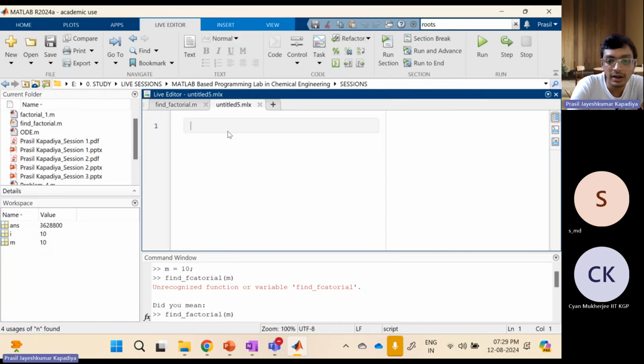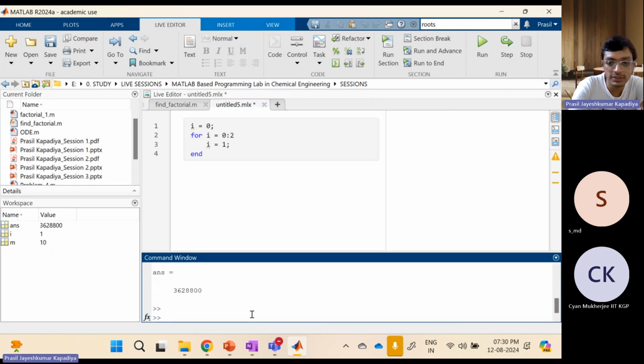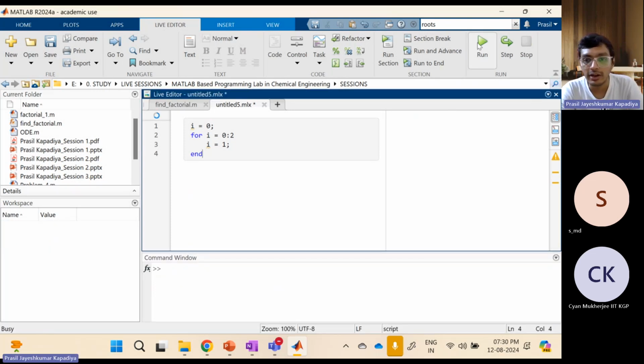Let's say I have written I is equal to 0, for I is equal to 0 colon 2, I is equal to 1, and end. Okay, and I am running it. So see, I'm not getting, wait, let me do this, clear all, clc. Okay, now let's run it.